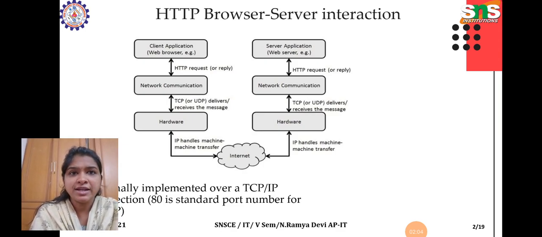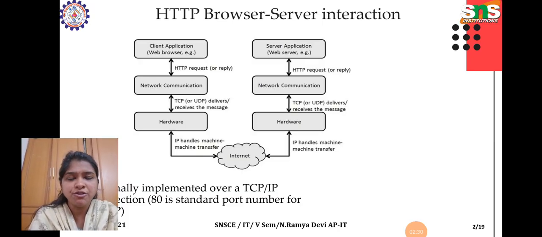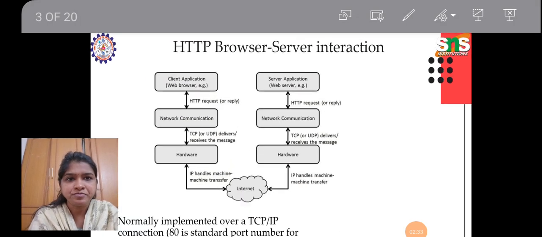First we need a client application, for example a web browser, and then we need network communication and hardware connected to the internet, which again connects to the server application. We send an HTTP request, and the request is sent through network communication via TCP or UDP, which delivers the message through hardware, and then that HTTP request is received by the server application.